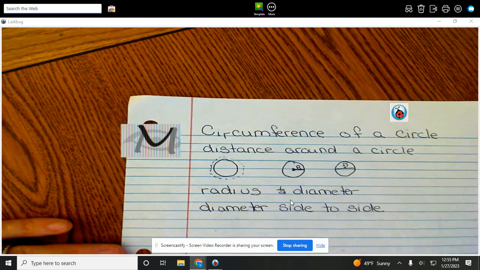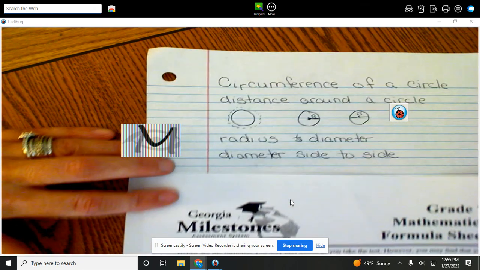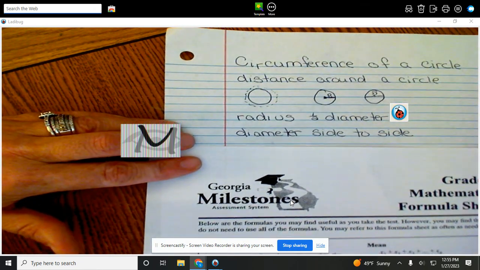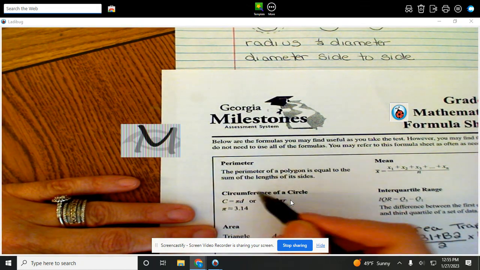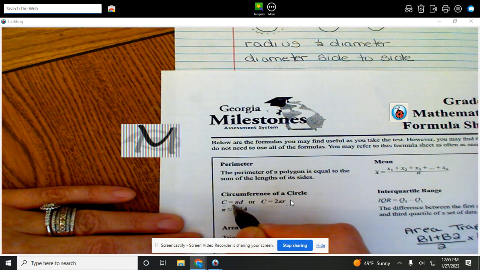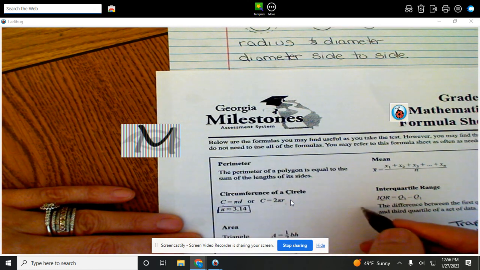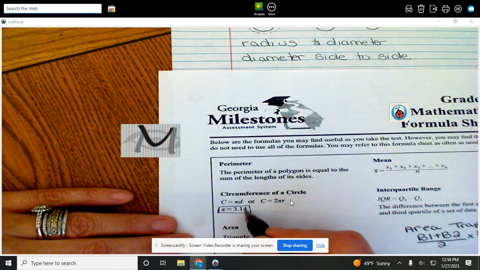So to figure out the circumference, and you're given these two points right here, you would look here on the formula sheet, and you would go under circumference. So this is saying that pi equals 3.14, and we're using just 3.14 when we're doing our work here in 7th grade. It's actually 3.14 and then a million never-ending numbers after it. So doing your work with me, you're going to just use 3.14.